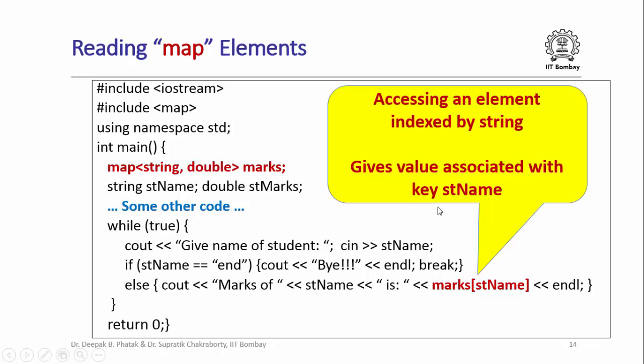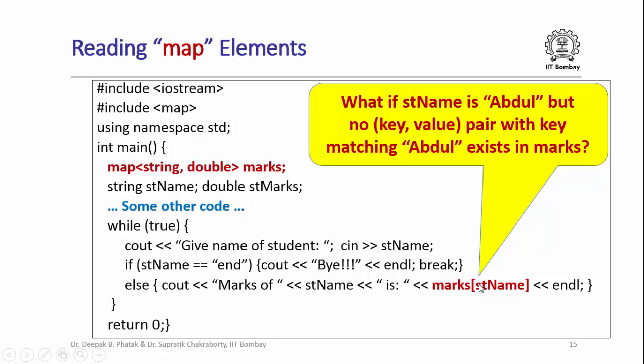Well, a few questions are relevant here. If the map marks already contained a key value pair where the key matched stname, then of course this will give me the value associated with that key. However, what if stname was, say, Abdul, but there was no key value pair with key matching Abdul in the map named marks? Then what's going to happen?